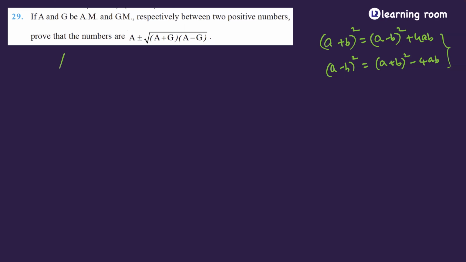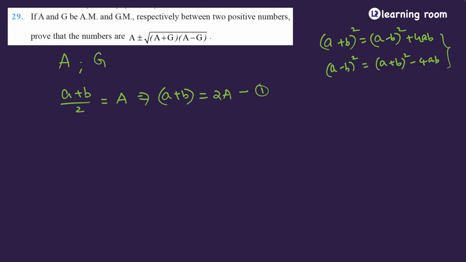If I take A to be the arithmetic mean between the two positive numbers and G to be the geometric mean between the two positive numbers, then how do I write the arithmetic mean in terms of the numbers itself? So (a plus b) by 2 is equal to A, which implies a plus b is equal to 2A. Am I right? So this is equation number 1.